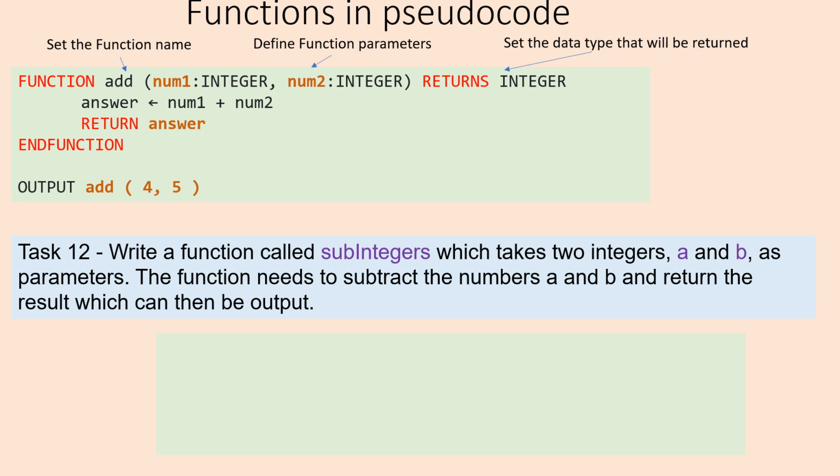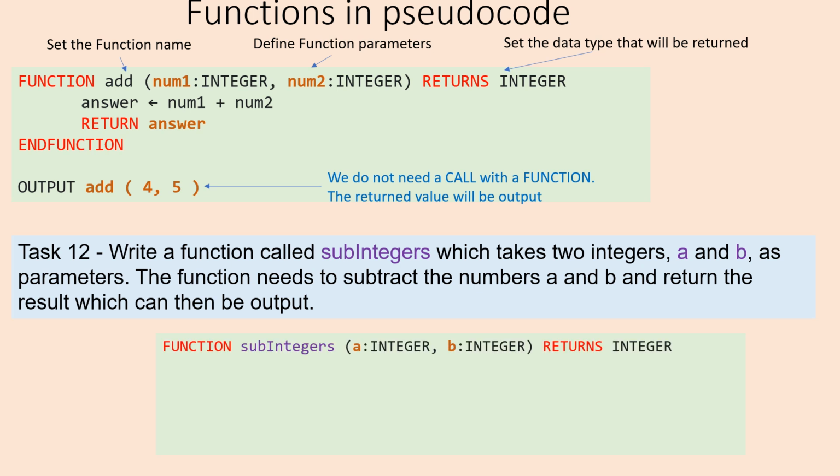It says try this function in Python if you want to, and you can see how it's actually working. So let's have a go at writing a couple of these now yourself. Task 12: write a function called subintegers, which takes two integers a and b as parameters. The function needs to subtract the numbers a and b and return the result, which can be output. So let's take it one bit at a time. First of all, we're going to do our definition. We're going to say function, give it a name, subintegers. The parameters are integers a and b, and we will be returning an integer as well, since subtracting two integers gives an integer. So our first line will look something like this: function subintegers a, b, and we're returning an integer.